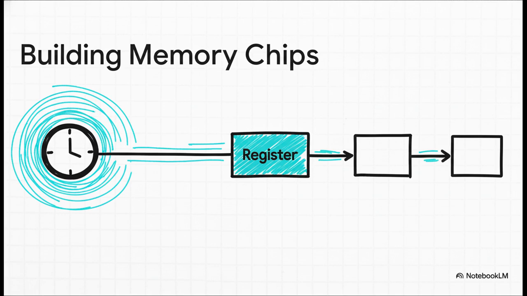This clock lets us build special circuits with our logic gates that can latch onto a value and just hold it there. These little memory cells are called registers, and they can remember a single 0 or a 1. And you know what comes next? We combine thousands and thousands of these together, and boom, we've built the memory chips for our computer.